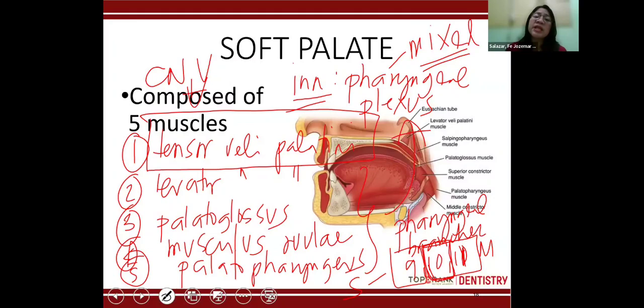So you might ask, why not 11, Doc? Because 11 is just an accessory. It is a supporting nerve to your vagus nerve. It only gives a minor contribution to the motor division of the pharyngeal plexus. Okay, so that's your pharyngeal plexus.